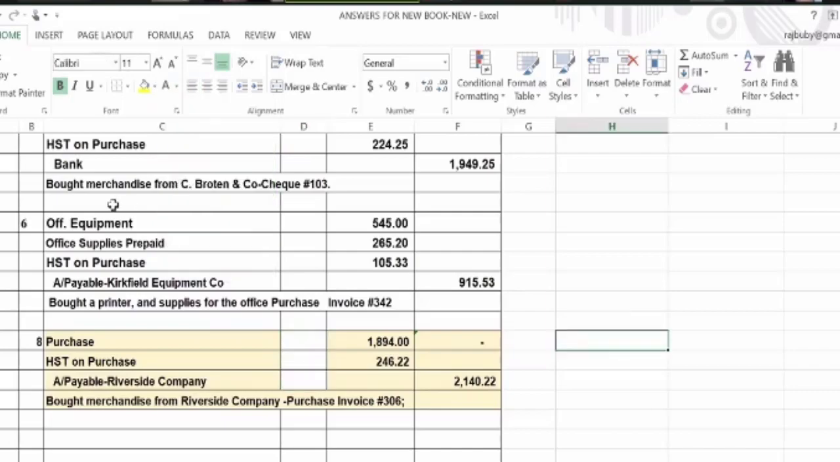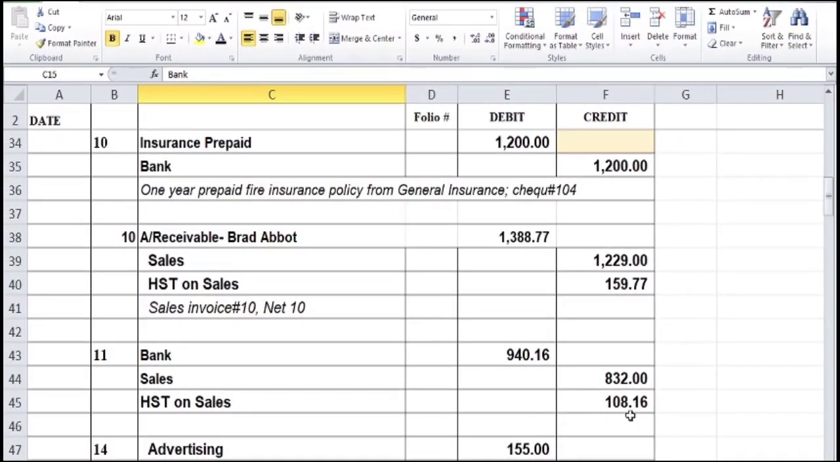October 8th, paid 1,200 to General Insurance Co. for a 1-year fire insurance policy. Check number 104. So for this, insurance prepaid will be the debit account. The credit account will be the bank account. So 1,200 on each side.